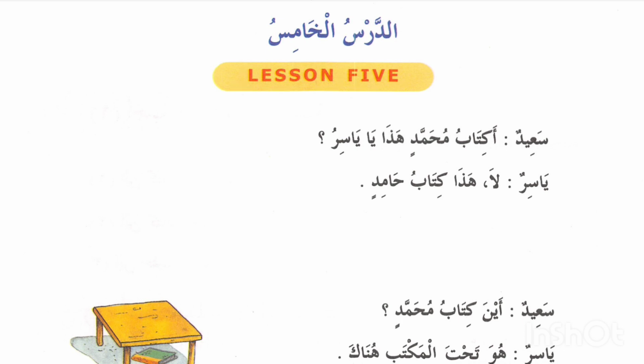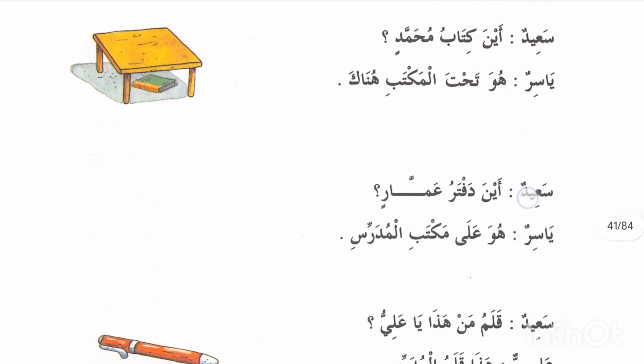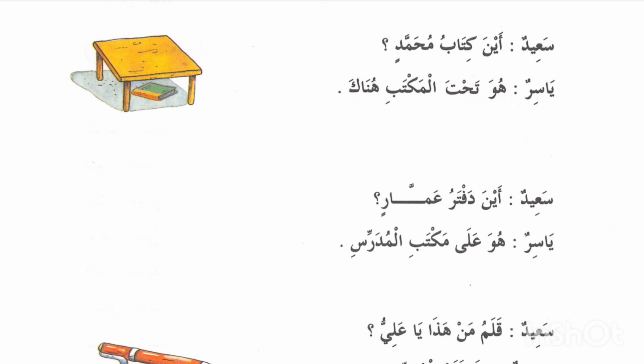الدرس الخامس Lesson 5. سعيد: أكتاب محمد هذا يا ياسر? Is this Muhammad's book? ياسر: لا هذا كتاب حامد. No, this is Hamid's book. سعيد: أين كتاب محمد? Where is Muhammad's book? ياسر: هو تحت المكتب هناك. It is under the table there.